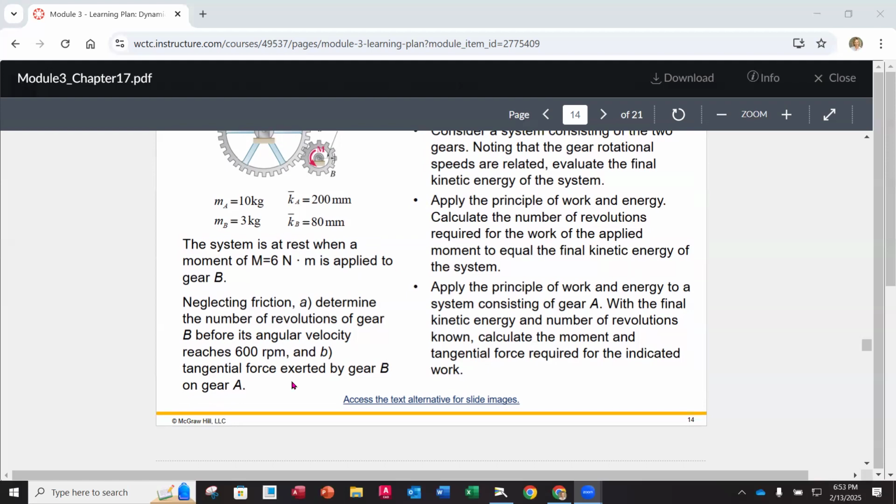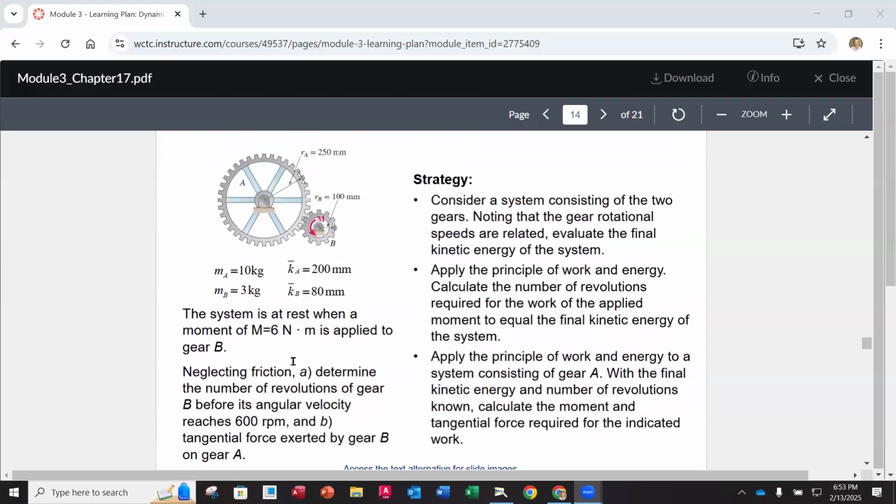And then the second part of the problem wants us to determine the tangential force that's exerted by gear B on A. Okay, so we are going to be looking at part A first.